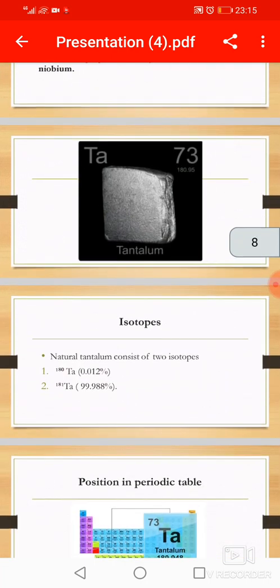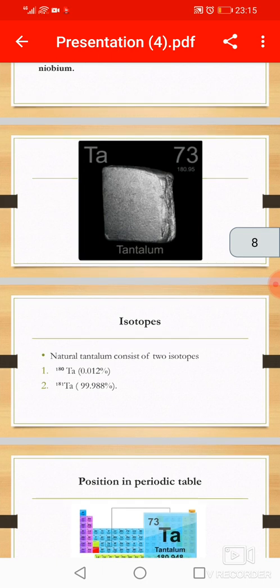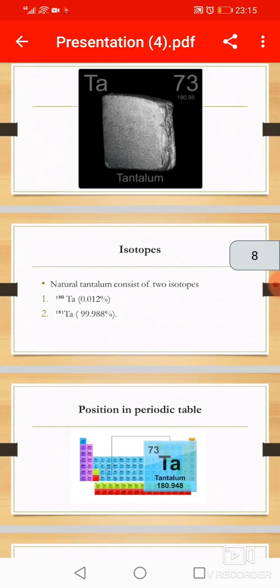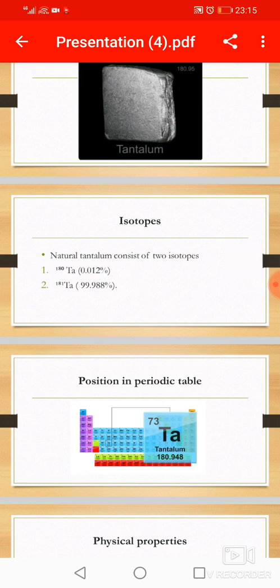Next, we will discuss its isotopes. Natural tantalum consists of two isotopes, Ta-180 and Ta-181. Tantalum 180 is about 0.012%, and tantalum 181 is about 99.988%. Here is the position in the periodic table.